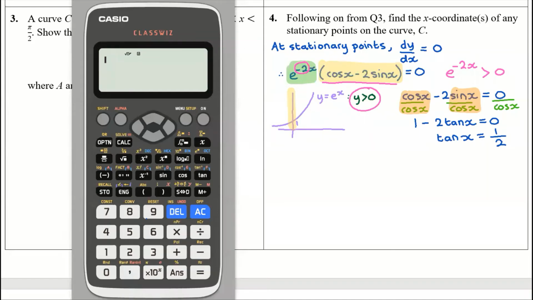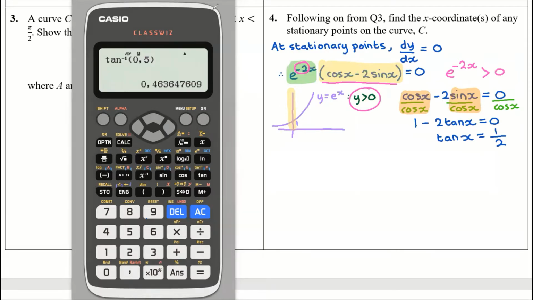Okay, so there we go. In radians, of course, between 0 and pi over 2, we have to do inverse tan of 0.5 or a half, however you want to do it. And we get 0.4636... so it depends how we want to round it.